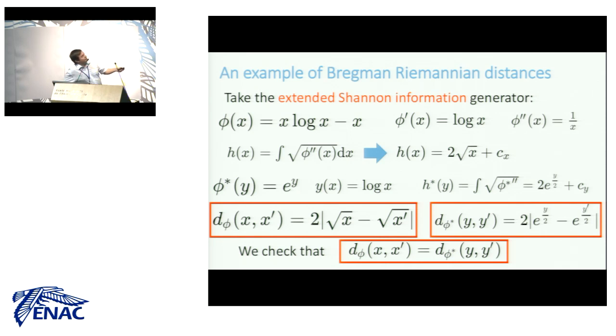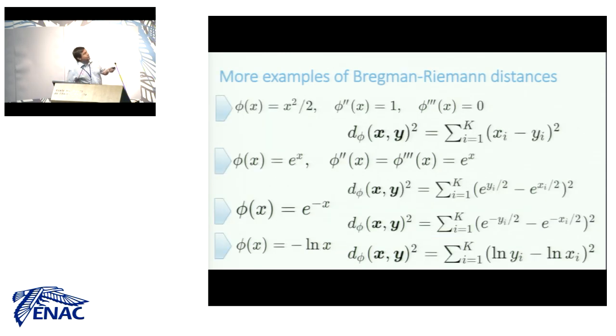And you can check that you have the two Riemannian metric distances induced by this potential function as follows, and we check that we have this identity. Okay, so this is just one example that illustrates what has been explained before. And of course, we can do the exercise for different kinds of generators, and you will find this kind of Bregman-Riemann distance here. Okay.